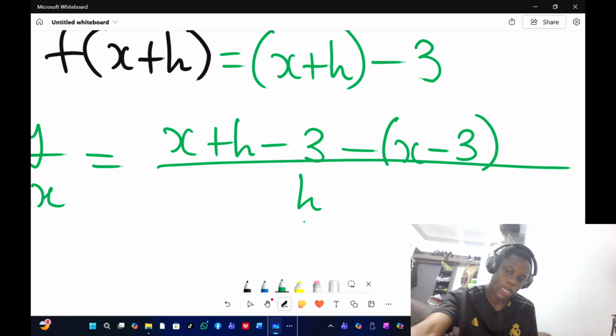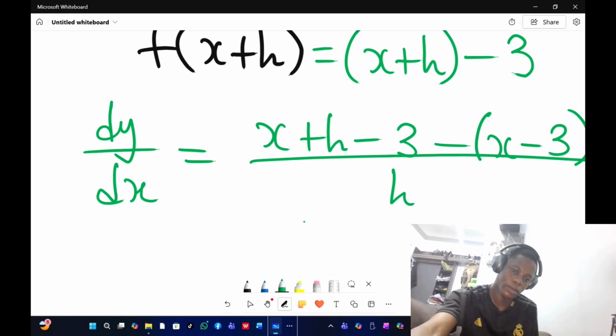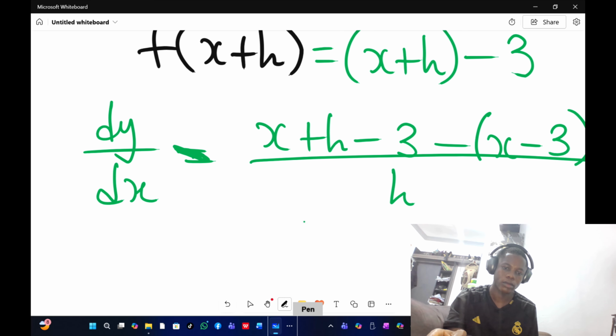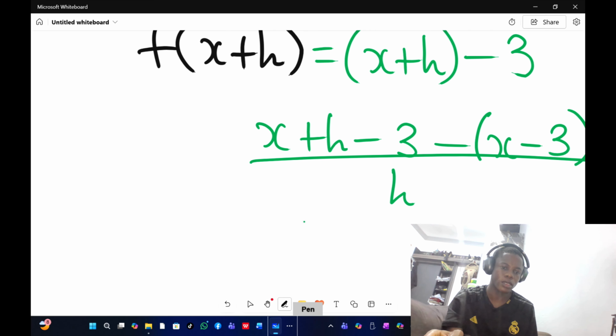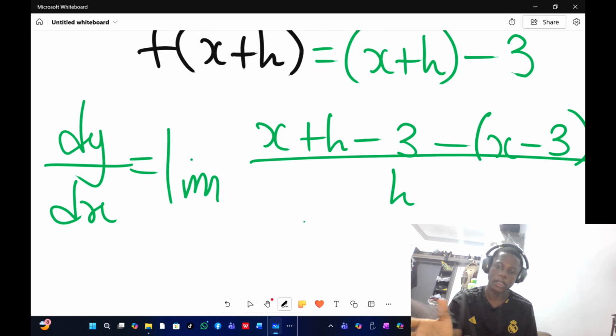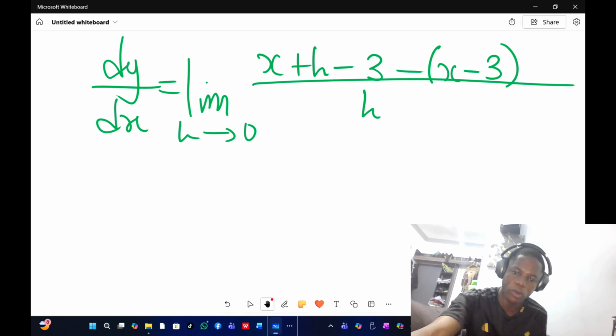But I omitted the limit, so let me bring it back. It should rather be dy/dx is equal to the limit of the expression f of x plus h minus f of x, divided by the small increment h, as h approaches 0. All right. So we continue to evaluate.